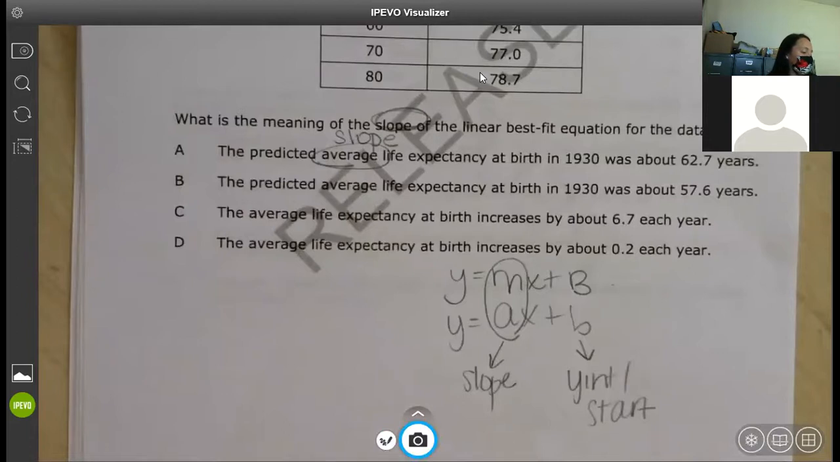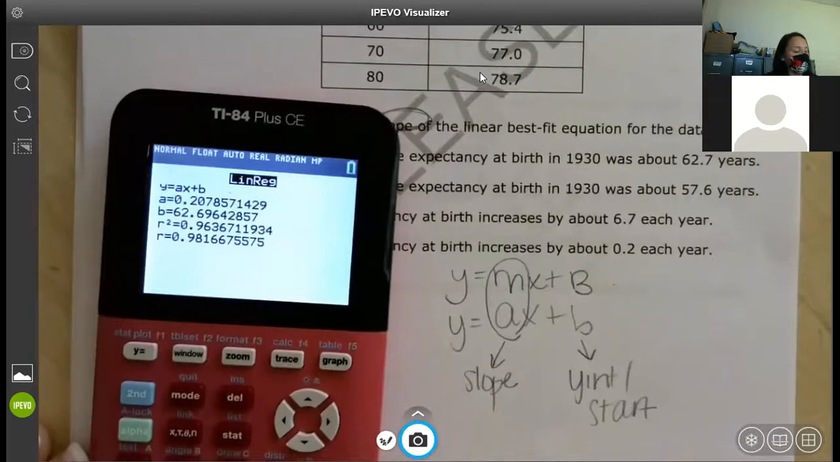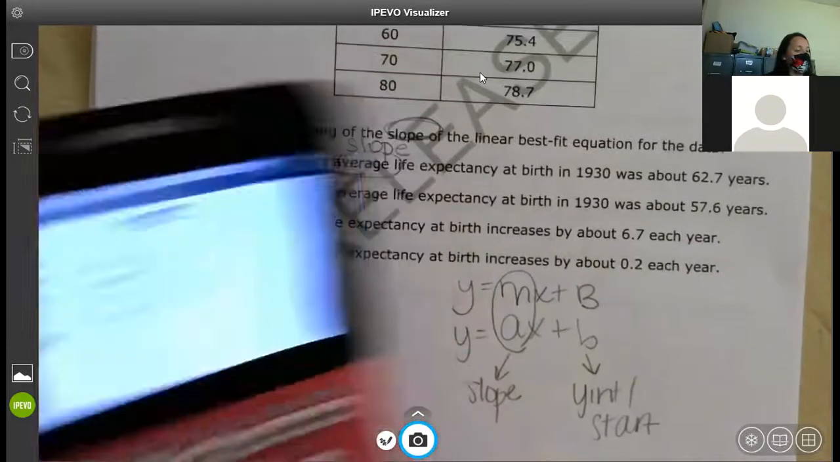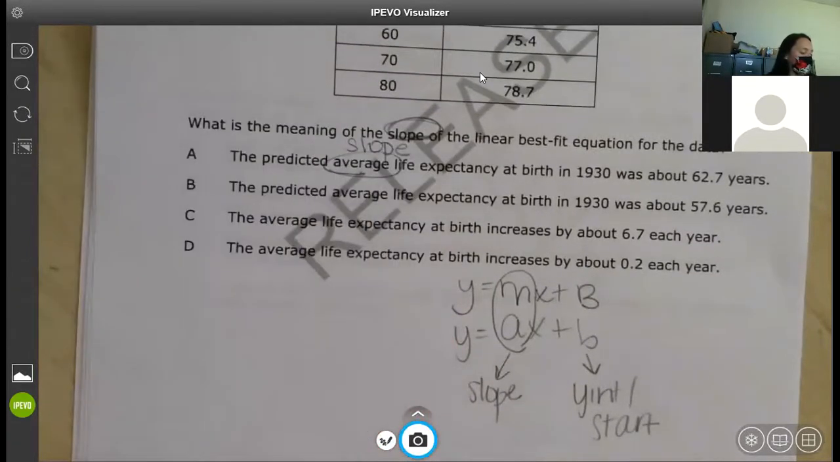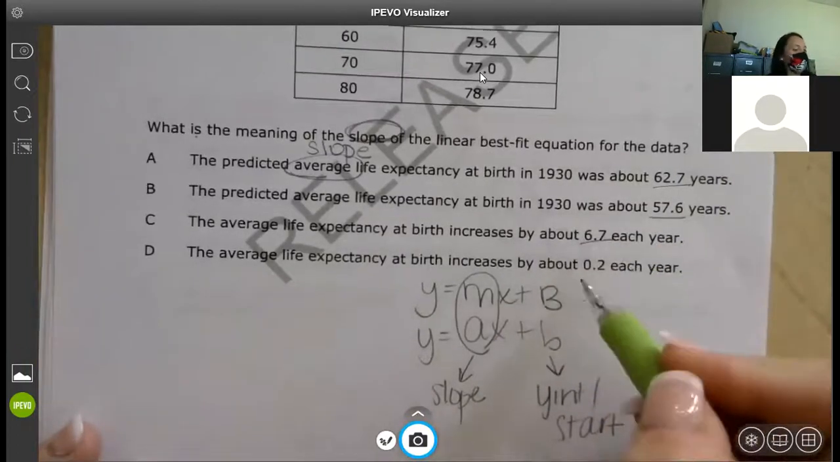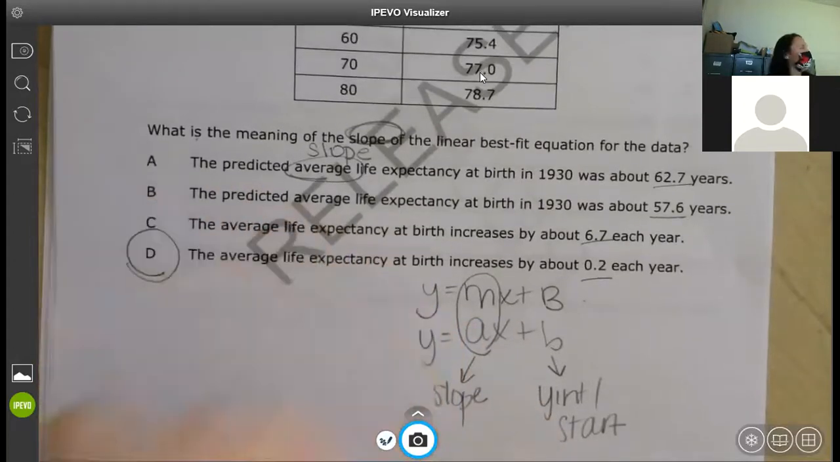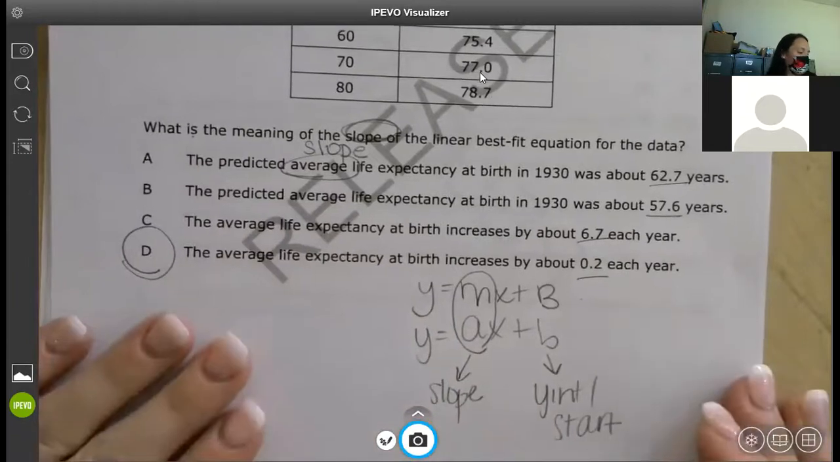All right, so look at our calculator. What's our a, or what's our slope? Which one says it? Look at it. What'd you say our slope was? Look at a. Oh, sorry. Which one's our answer? D. Gotta be. Sometimes you'll have to read the sentence and be able to tell, but most of the time you don't. Okay.